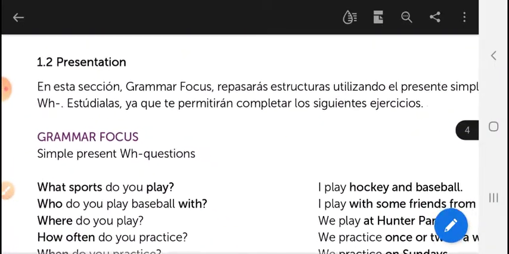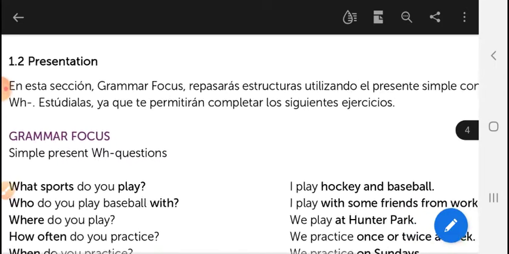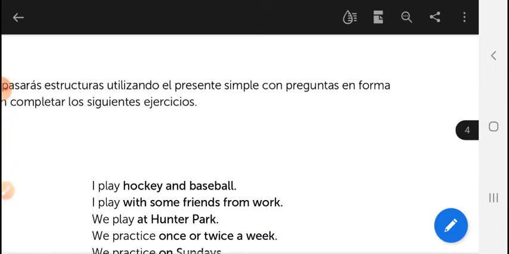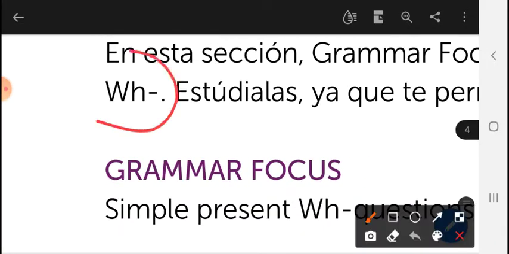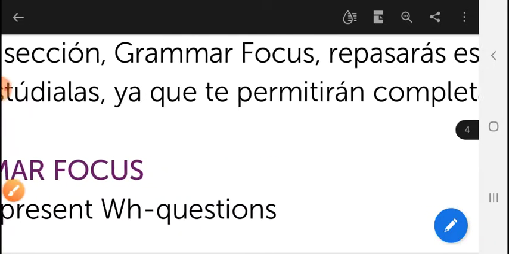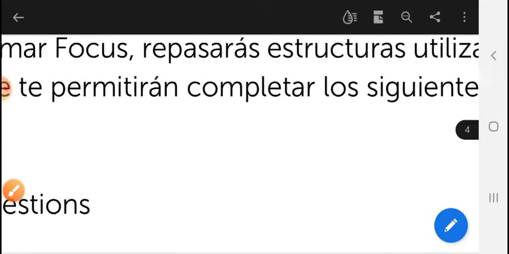Okay, now that you have finished labeling the numbers with the correct sport, let's continue with the presentation part. En esta sección, Grammar Focus, repasarás estructuras utilizando el presente simple con preguntas en forma WH, que son las que yo ya les mostré allá, ¿ok? Estúdialas, ya que te permitirán complementar los siguientes ejercicios.